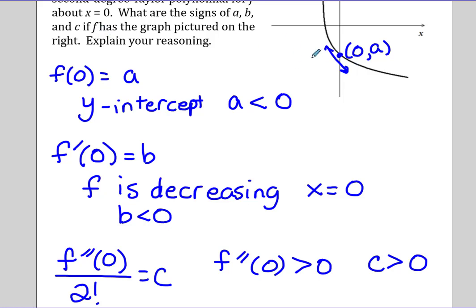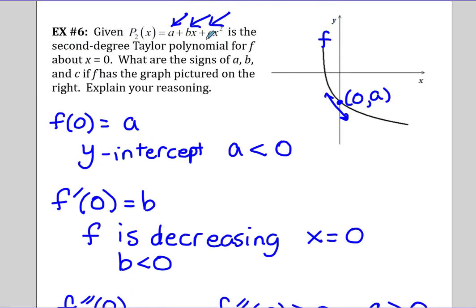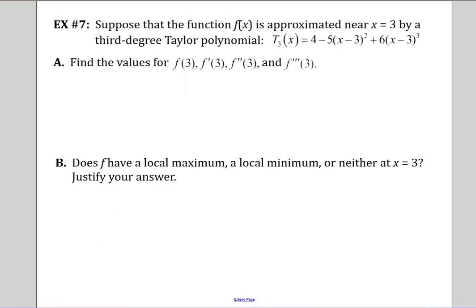So you can look at your graph and know what each term in your second degree Taylor polynomial represents. And given the graph of f, you can reason through what each value has to be on that particular function f. Our last example, suppose that the function f is approximated near x equals 3 by a third degree Taylor polynomial given here.